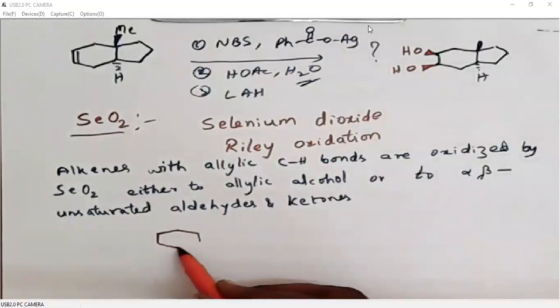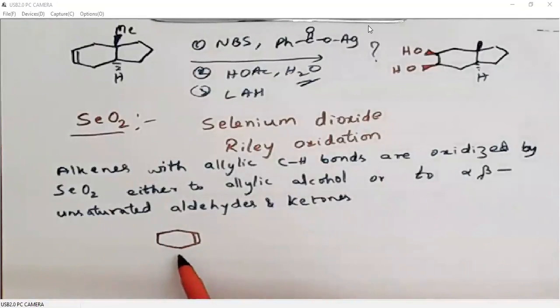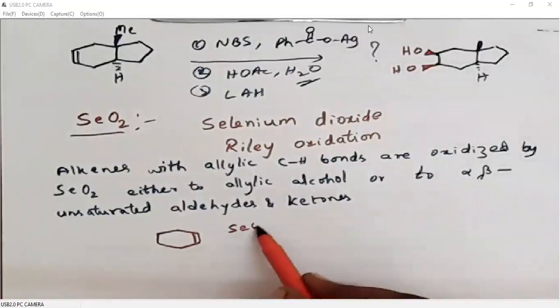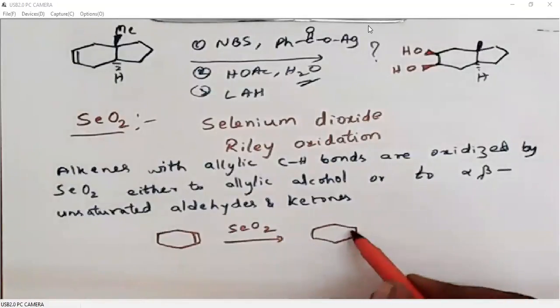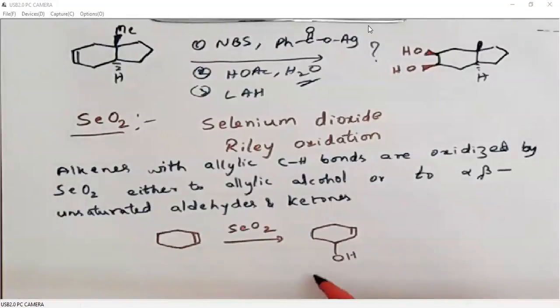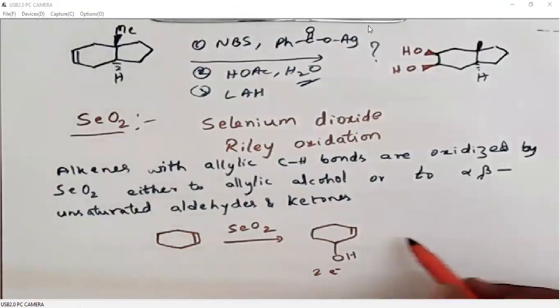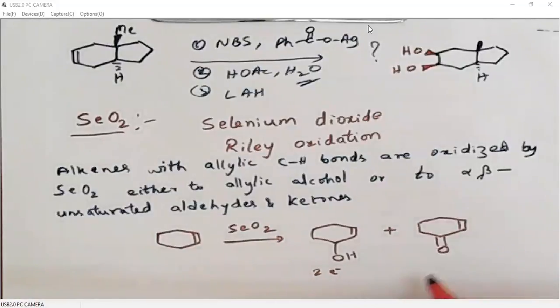When we have an alkene, and if at the allylic position some CH are there, then we can oxidize this using selenium dioxide either to allylic alcohol, which is a 2 electron oxidation, or we can oxidize it up to an enone, which is a 4 electron oxidation. If we add one single bond oxygen, it is a 2 electron oxidation. If we add a double bond oxygen, it is called 4 electron oxidation.